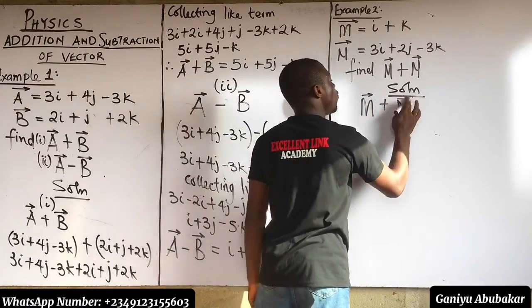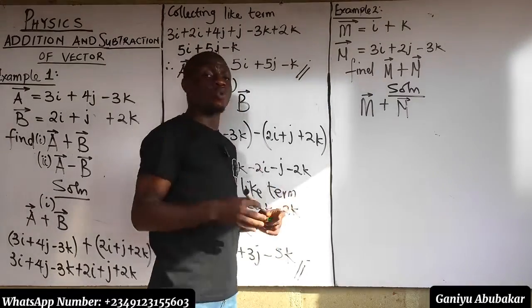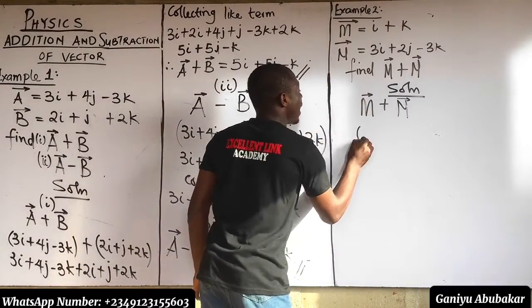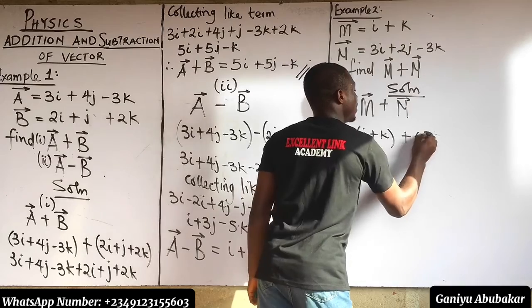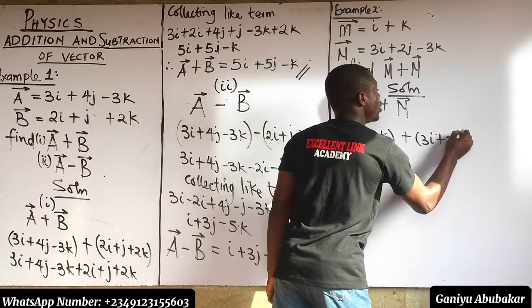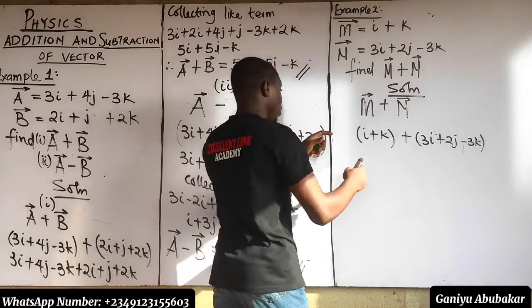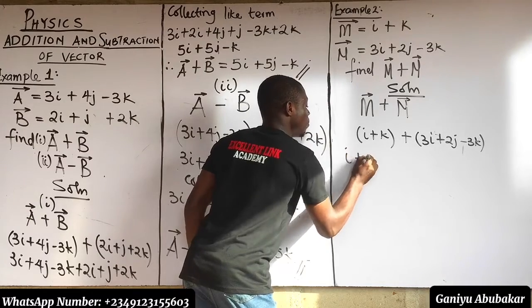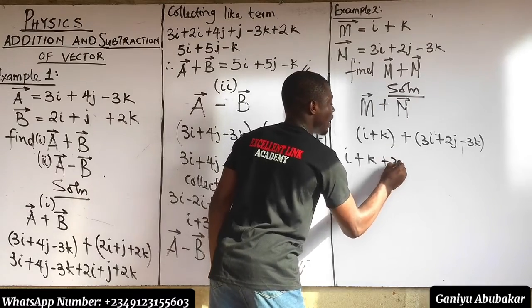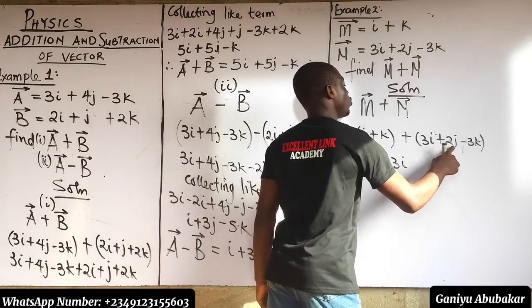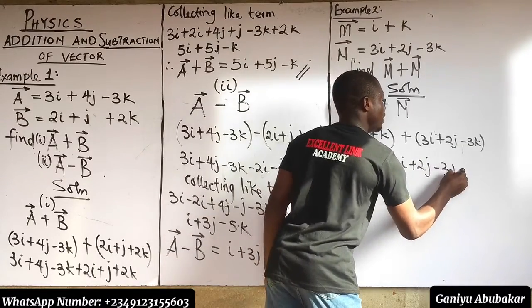How do you add them? We said when it comes to adding two vectors, your first priority is to encase each vector in a bracket. Vector m is given as i plus k, plus vector n is given as 3i plus 2j minus 3k. At this point, simplify this one. Open the bracket here. I'll have i plus k plus 3i, plus 2j, and minus 3k.